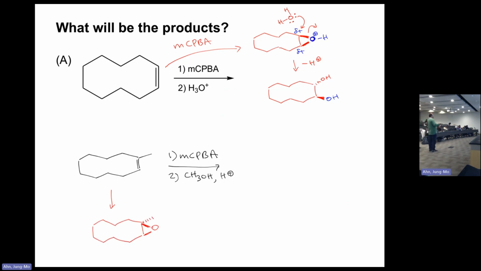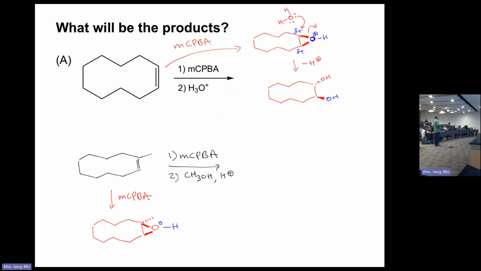So it's the same thing. The first step is making an epoxide. Oh, and also I just added one methyl group there. That's going to make a difference as well, because now these two sides of the double bond are not symmetrical. We've got the more substituted side on top and the less substituted side on the bottom. But an epoxide will still be created.